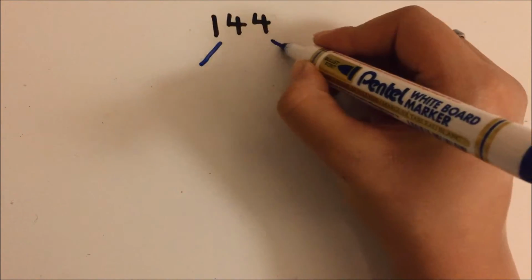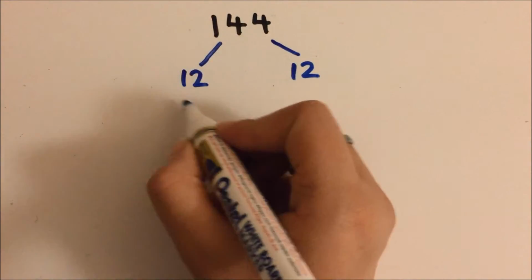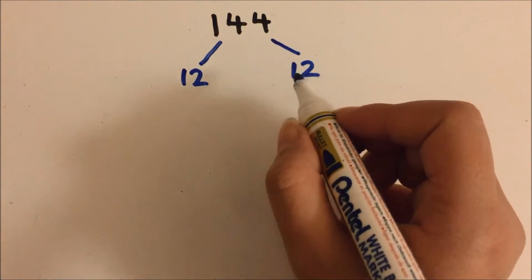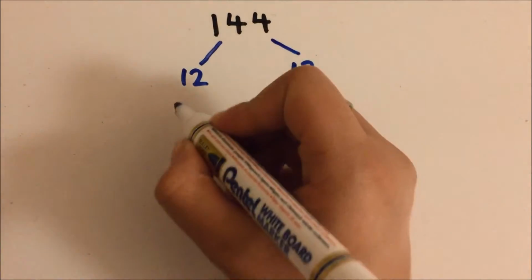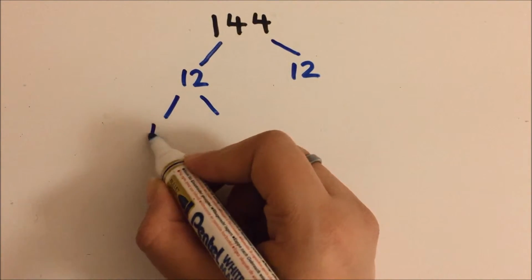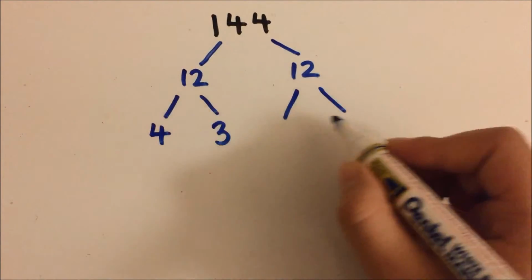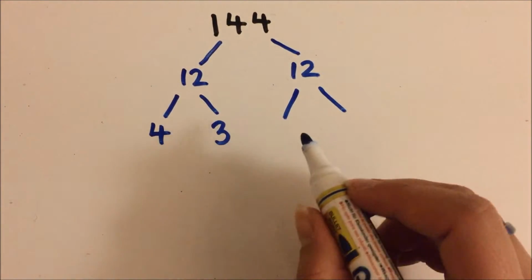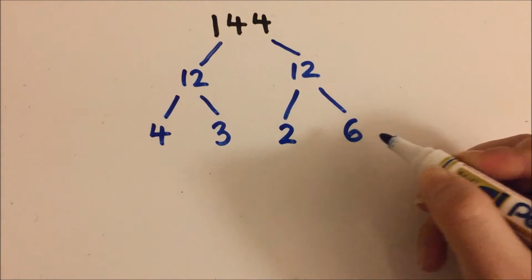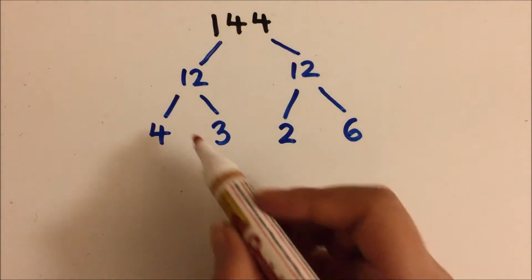So 144 is 12 times 12. But you can clearly see at this stage you can't circle either of these numbers because 12 is not a prime number. So we just continue our tree and we say, okay, 12 is 4 times 3. That obviously can be the case here as well. But in this case, I'm going to pick a combination of two different numbers. I'm going to pick 2 and 6.